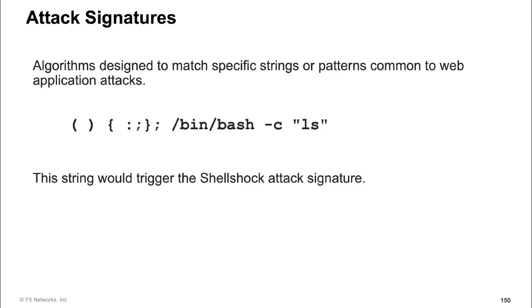So we have signatures on by default whenever you use rapid deployment. Now, if they're in staging, they're not enforced. So you must take them out of staging to enforce them, but the signatures are applied to the rapid deployment policy.